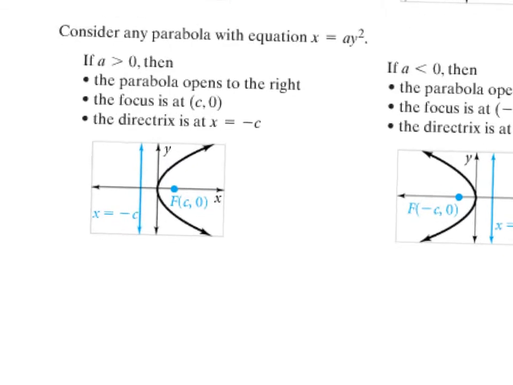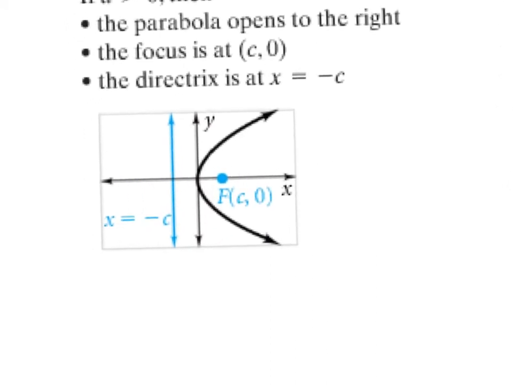Now, when you have a parabola that is going through the origin, well, actually, no matter what, if you have a parabola, this distance right here is always going to be the same as this one. So these two distances are always the same. If you know the focus, you can get the directrix. If you know the directrix, you can get the focus.